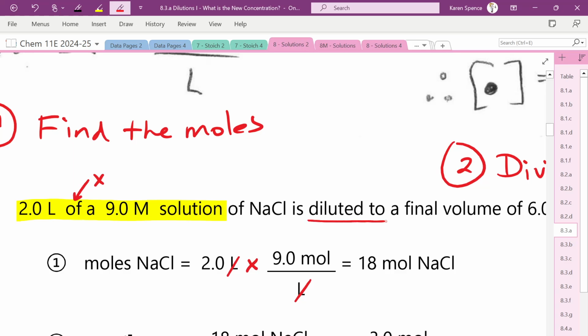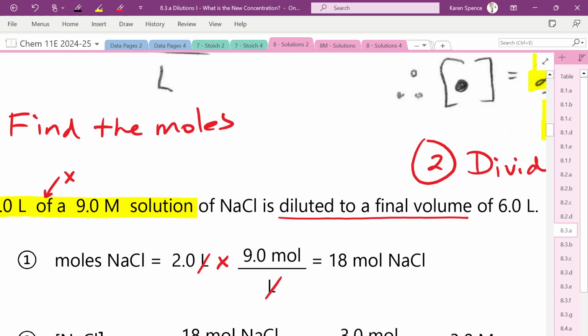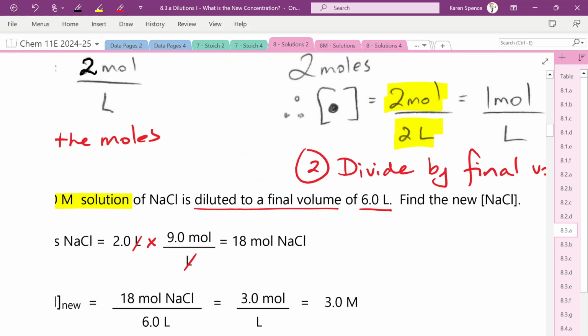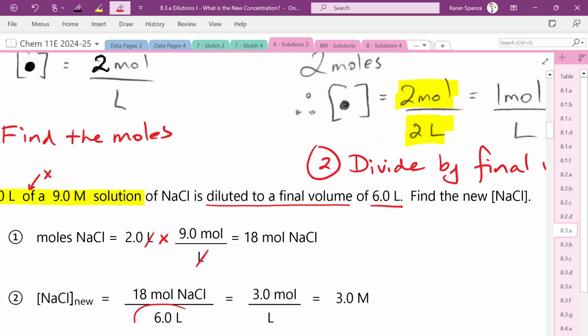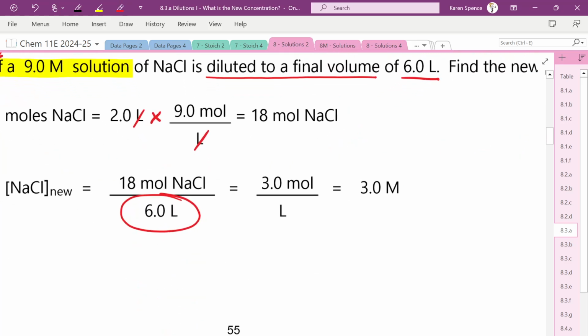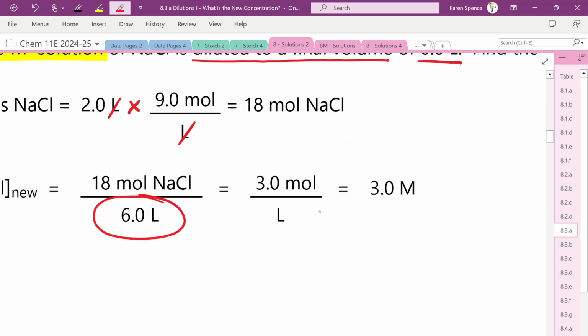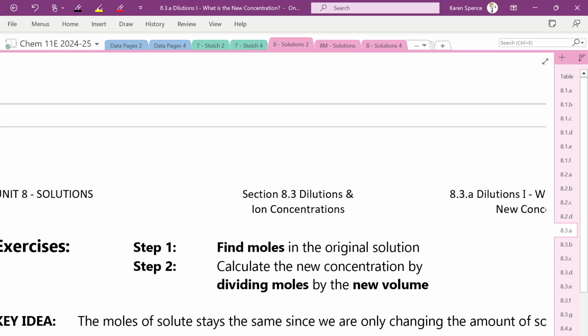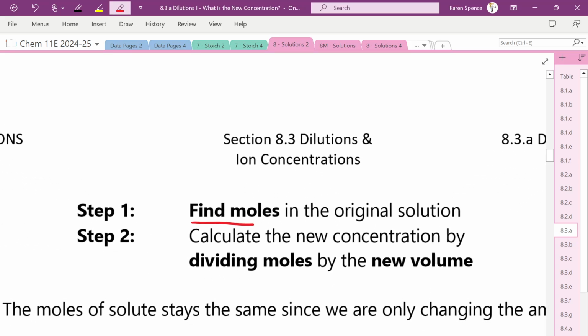And then we dilute it to a final volume of 6 liters. So find your moles and then divide by your new volume. So 18 moles divided by 6 liters is 3 moles per liter, or 3 molar. Is that good? Okay. So basically, you're going to find the moles, and then you're going to divide the moles by the new volume.